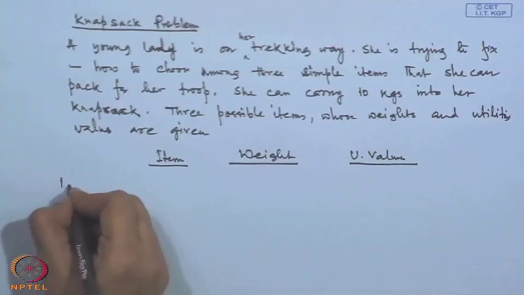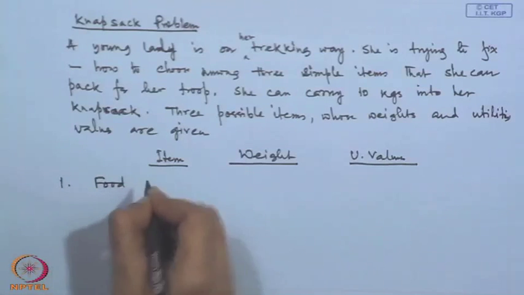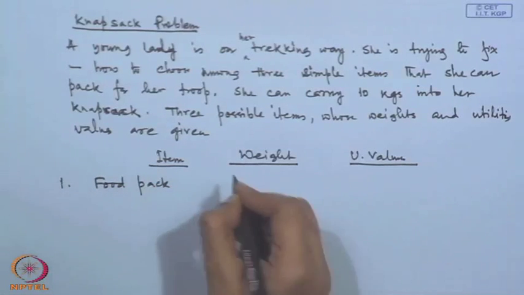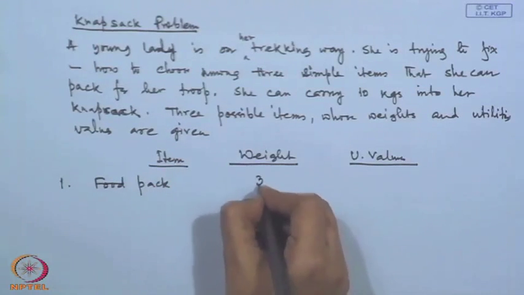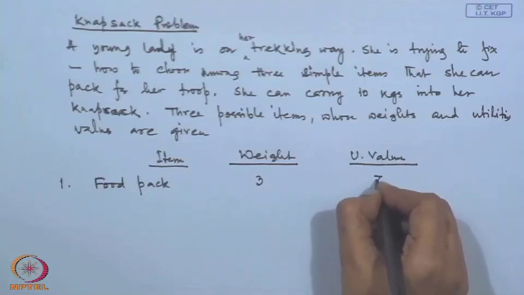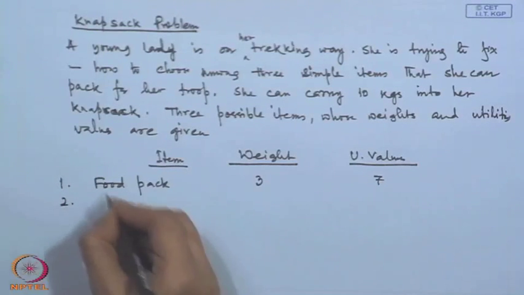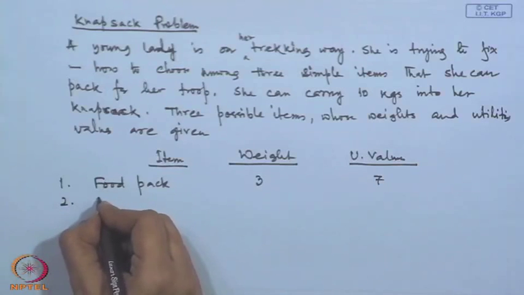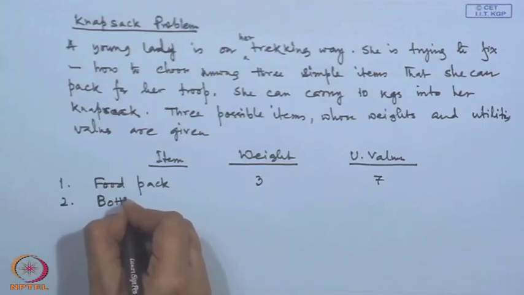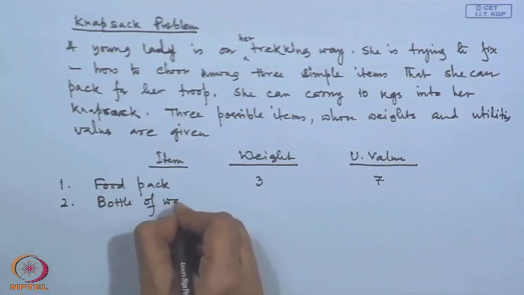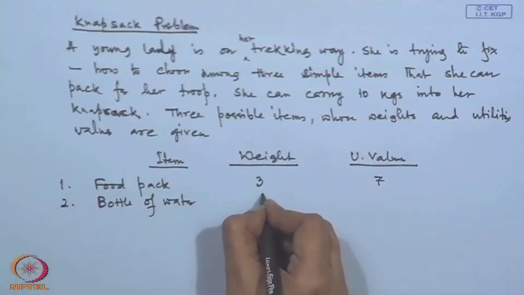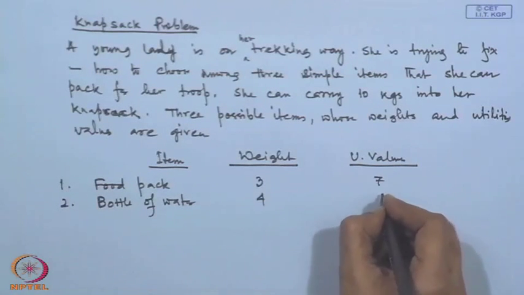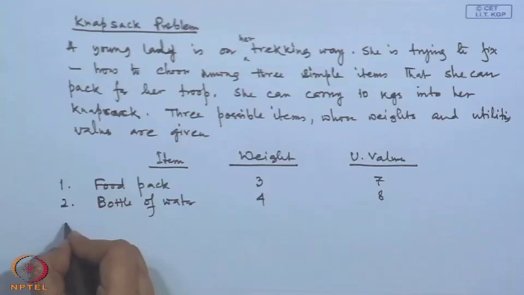The first item is the food pack. A unit food pack has the weight 3 and the utility value 7.2. That is the bottle of water. An individual bottle of water has the weight 4 kg and the utility value is 8.